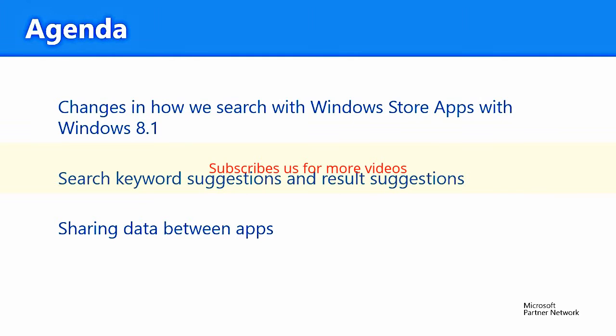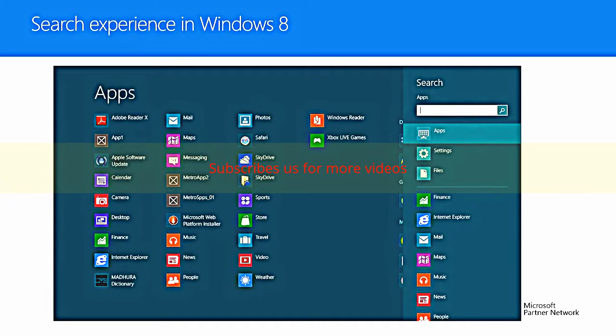In this video, we'll have a look at some of the changes with how search works with Windows 8.1 and how we can implement that experience with our applications. We'll also have a look at implementing the search keyword suggestion and what result suggestions are and how it's helpful. And then we'll have a look at how we can win as one with the Windows platform by making use of the share charm.